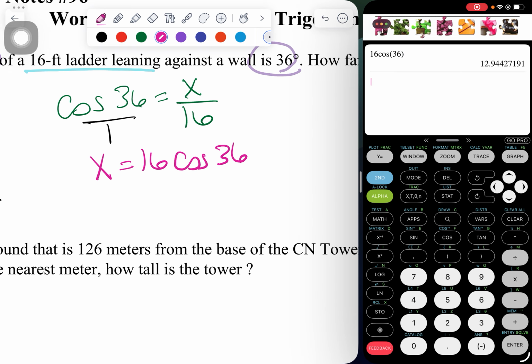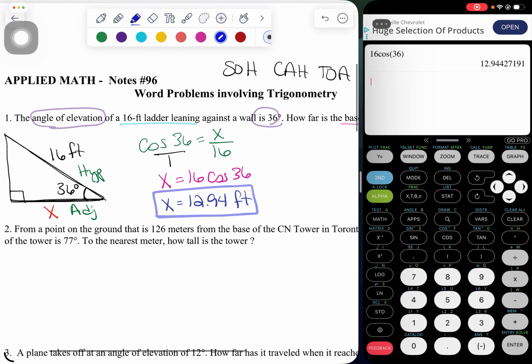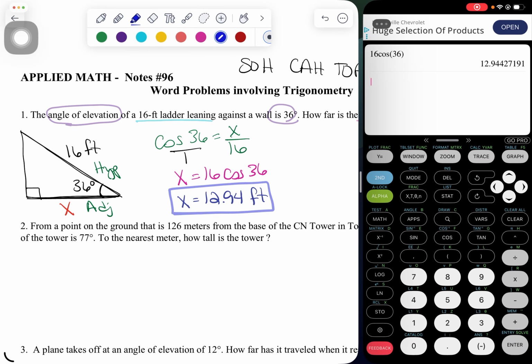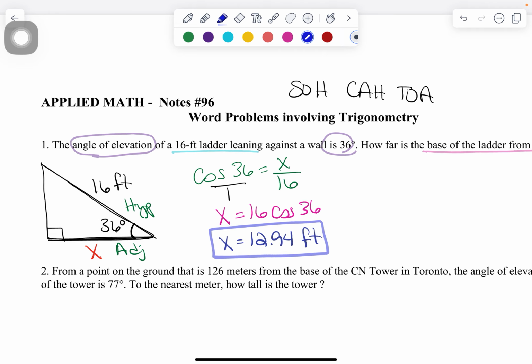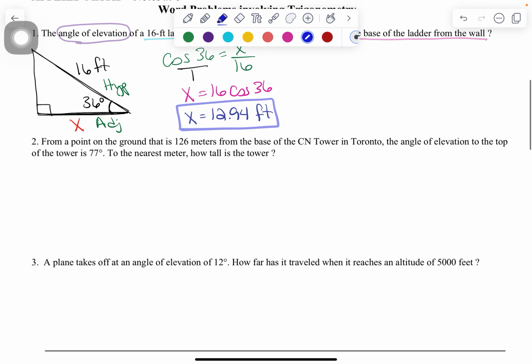All right, so how far is the base of the ladder from the wall? I'm going to round off to 2 decimal places, so 12.94. Everything was in terms of feet here. So there is your answer for question number 1. Okay, so that ladder is about almost 13 feet away from the wall. I'm going to go ahead and close the calculator, get that off the full screen here. And I'm going to go ahead and slide on down to question number 2, okay?